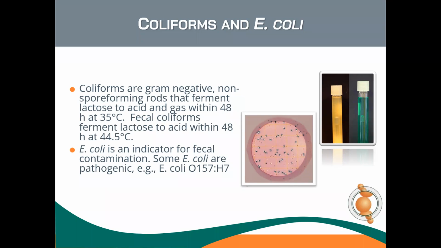E. coli, the generic species, is an indicator for fecal contamination, and some E. coli are pathogenic. For example, E. coli O157, and then you also will hear a lot of people talking about the Shiga toxin producing E. coli or STEC. That's another group of E. coli that you can be on the lookout for because it does make some people sick.